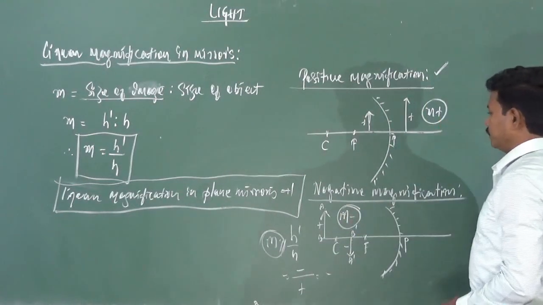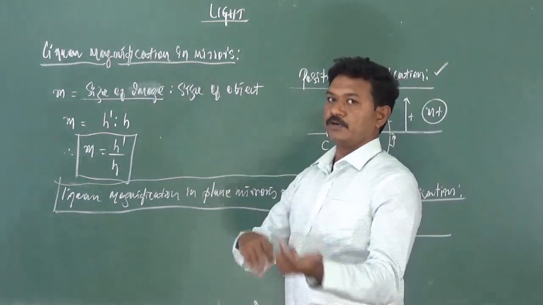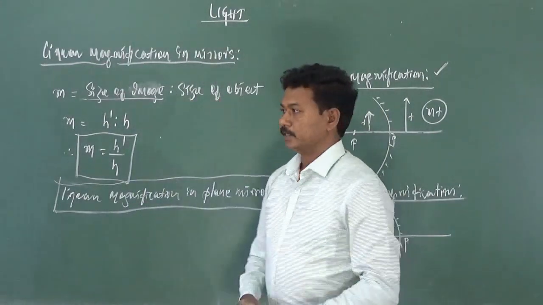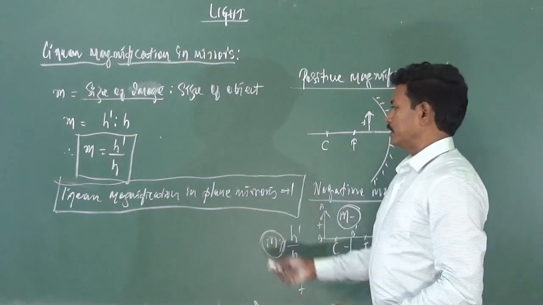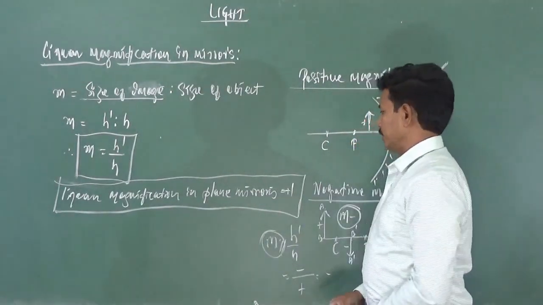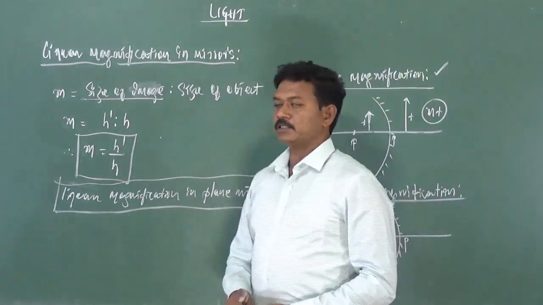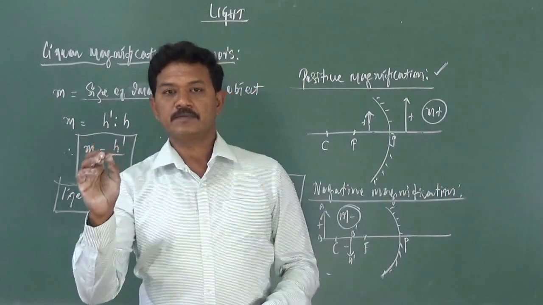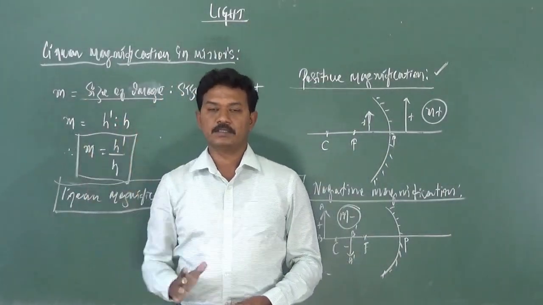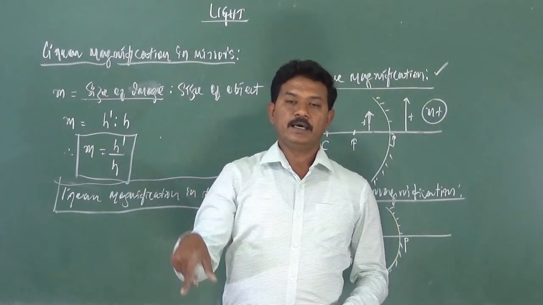The magnification of a plane mirror will be neither positive nor negative, it will be just equal to 1. Or you can take the linear magnification of a plane mirror as positive, no problem in that. So once again I will repeat, linear magnification in a mirror means the ratio between the size of the image to the size of the object, represented by the small letter m. So m is equal to h dash by h.